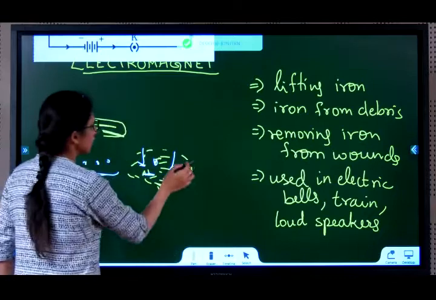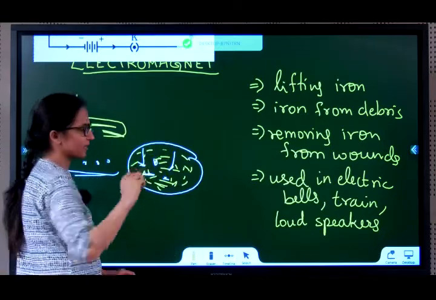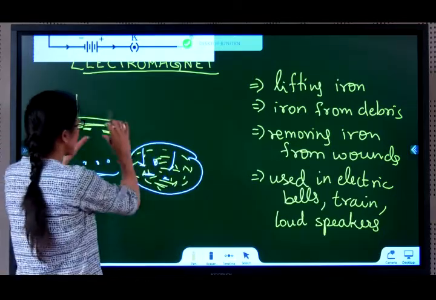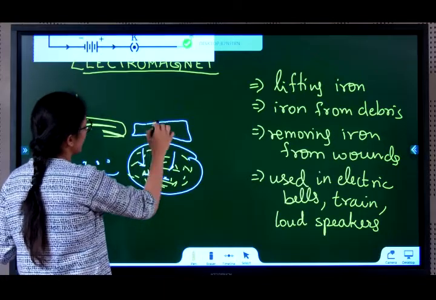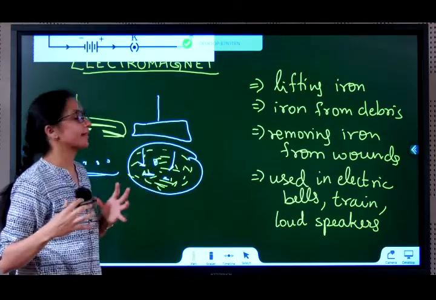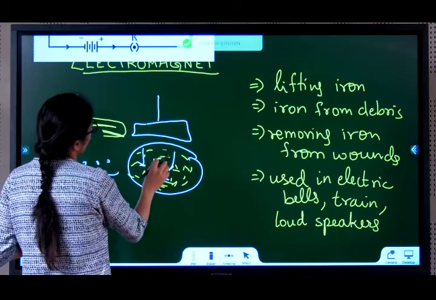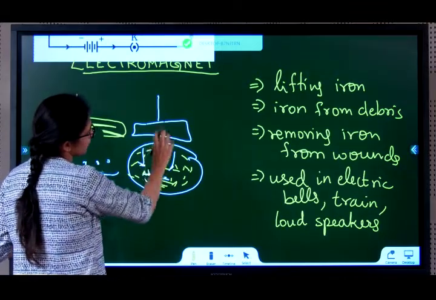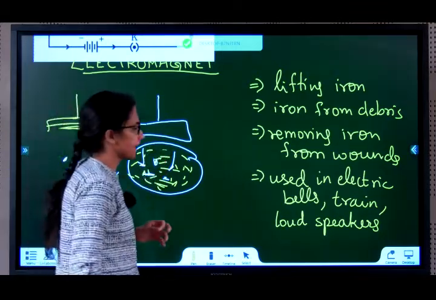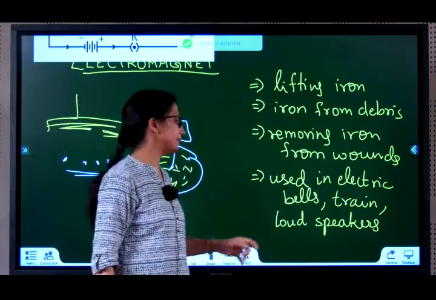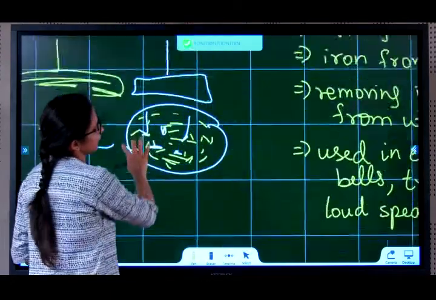Same thing with a wound. Let's say this is your wound and inside there is a small iron particle. Take a high-power electromagnet, that means a magnet having high strength. What happens? These particles will go and sit on it. Easy to separate it. Also used in electric bells, trains, loudspeakers, etc.